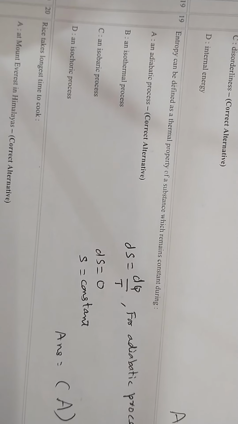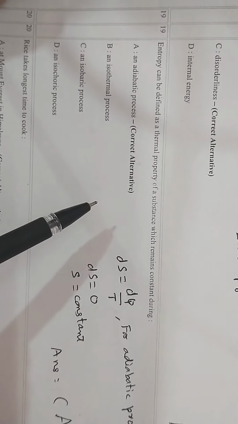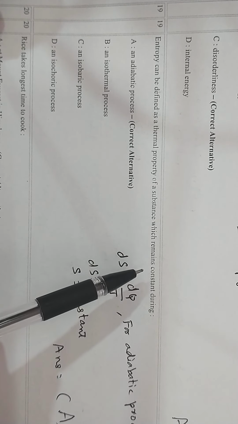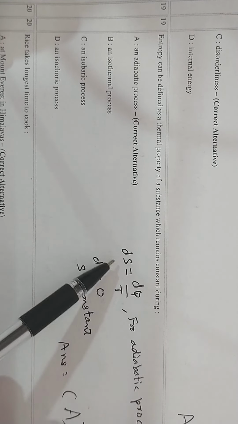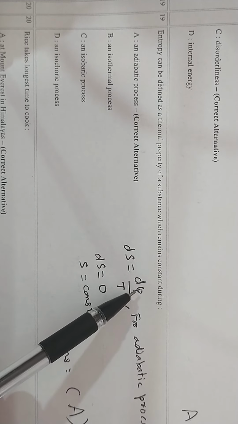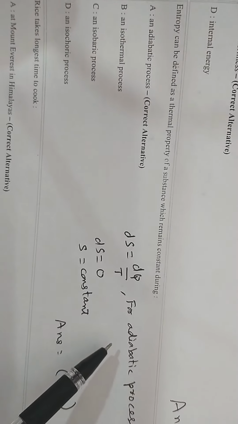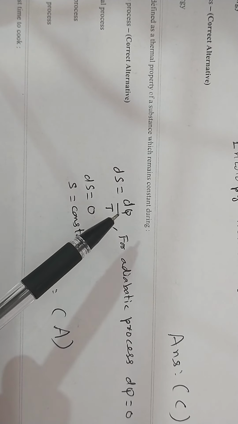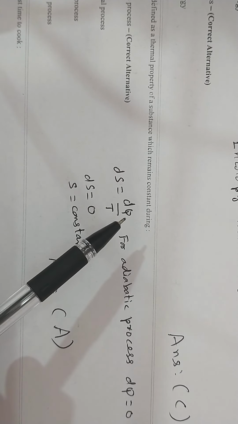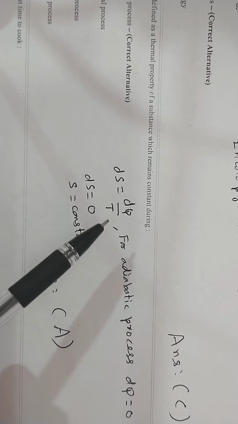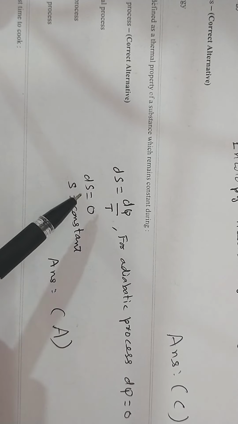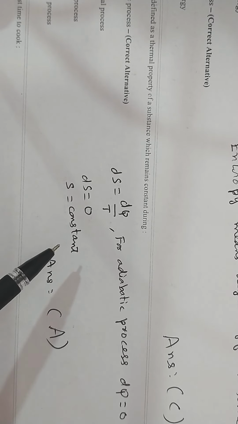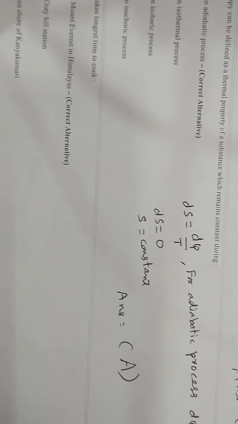The next question. Entropy can be defined as a thermal property of a substance which remains constant during... The change in entropy is defined by dq by T. For an adiabatic process, q is a constant, so dq is equal to 0. Since dq is equal to 0, ds is equal to 0, which means entropy is a constant. So option A is the correct one.